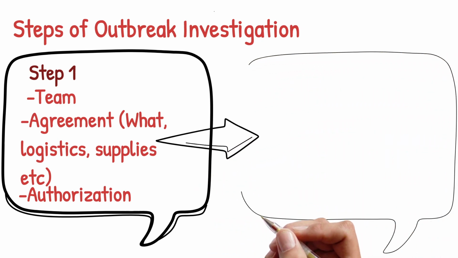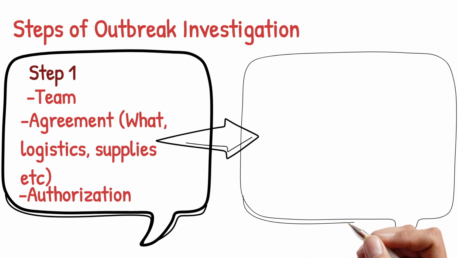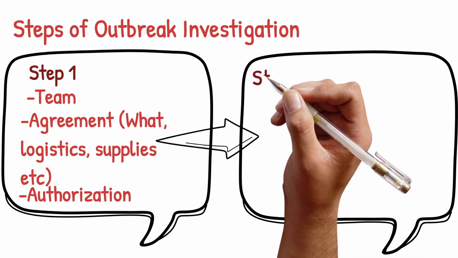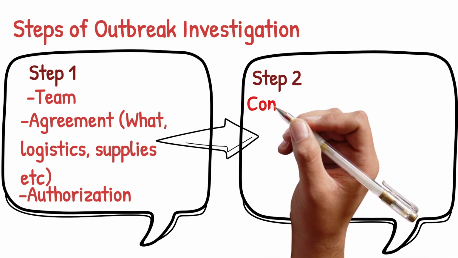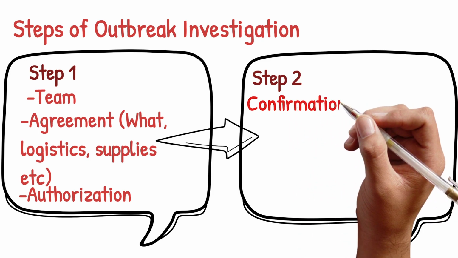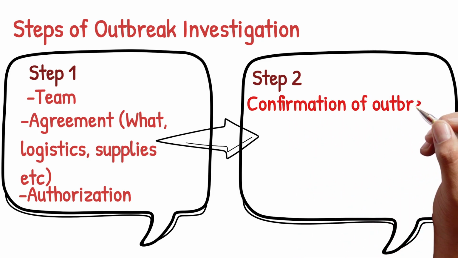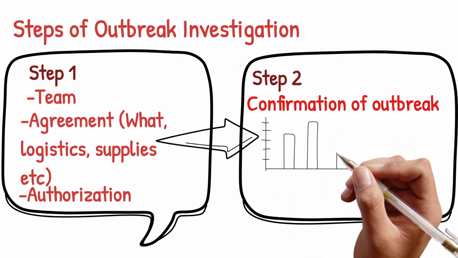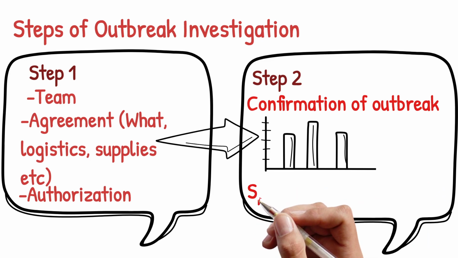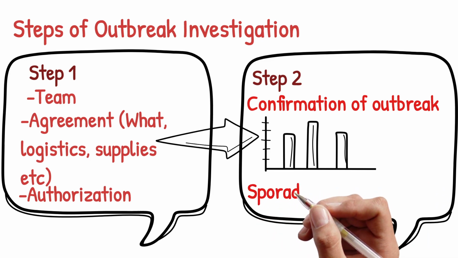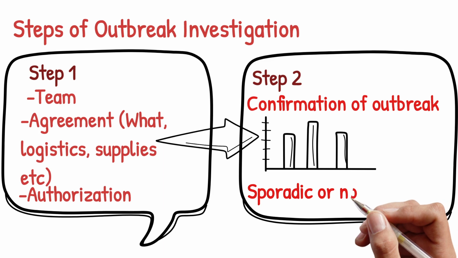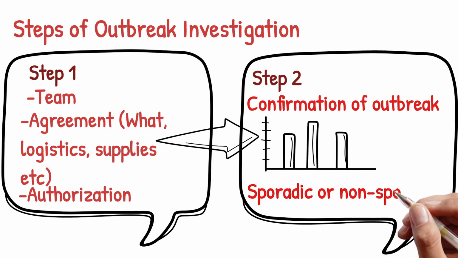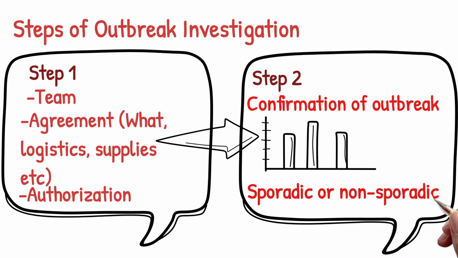Step 2. In this step, the existence of an outbreak is confirmed. The current cases are compared with the past reported cases, and rates are utilized in order to determine whether the cases are sporadic or clusters.